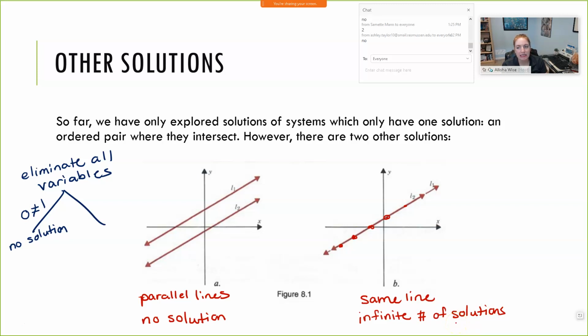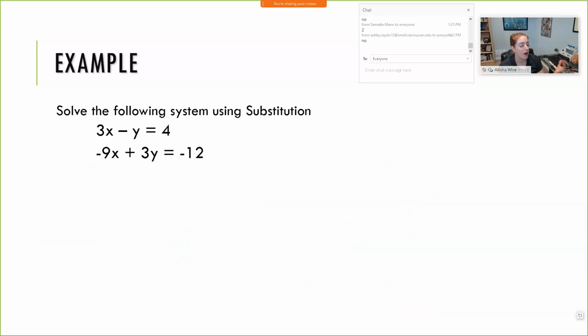Infinite number of solutions. And this is going to occur again when you eliminate all variables. But this time, you're going to get two numbers which are equal. 0 equals 0, 1 equals 1, 2 equals 2. Most likely you're going to get 0 equals 0. And so our answer, our solution would be infinite solutions. Basically, any point on that line would work because that's where they cross everywhere. So those are two special cases. Let's go ahead and practice and see when would they come up.